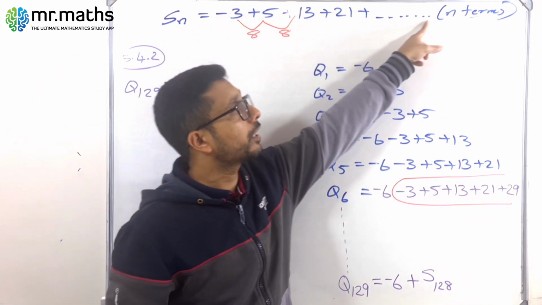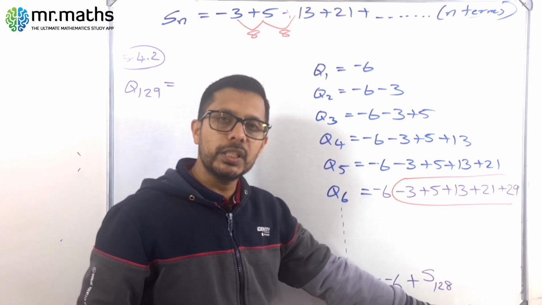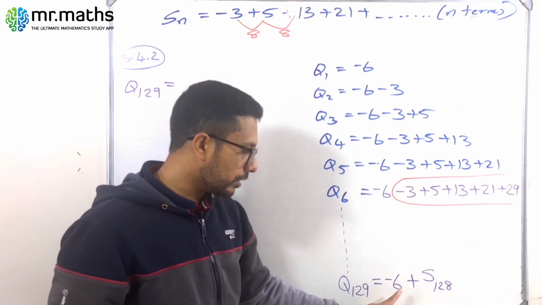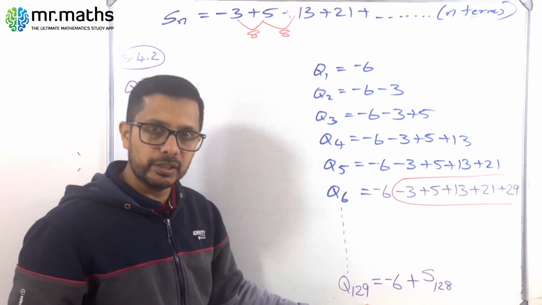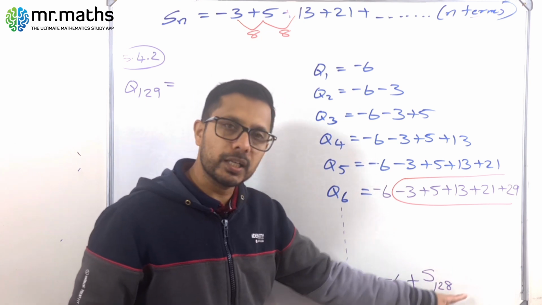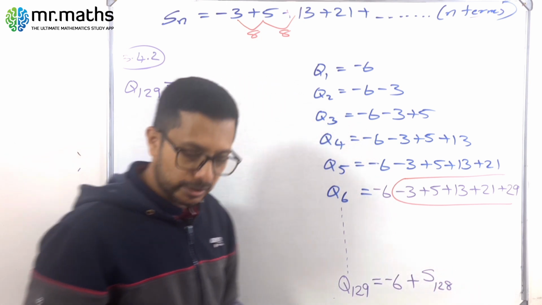Can you see that, etc. Okay, how many terms remaining? 128 terms, because the first one term is here, so this one term plus 128 terms, that is 129 terms. You understand? Now I am thinking, anyway we have to find the answer of this one. So how can I find this S128?